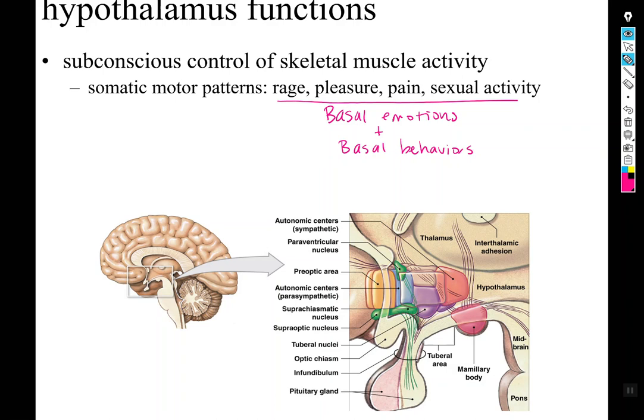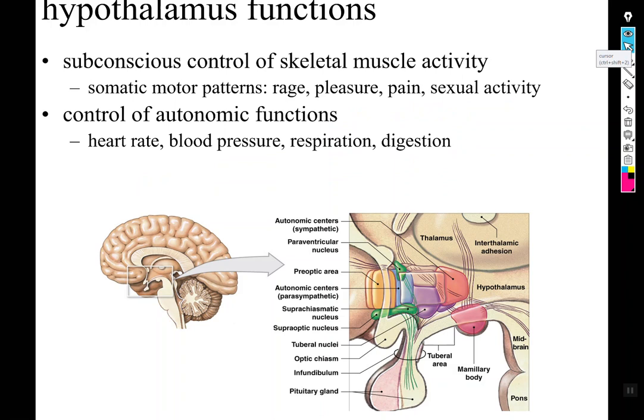So aggression and sexual activity are observable in lots and lots of taxa in addition to humans. And they're considered basal because they are ancestral. So they're a set of behaviors and feelings that vertebrates have in common. So it's likely that they evolved very early because they were adaptive. Sexual activity is adaptive because it promotes the transmission of genetic information. And aggression can be adaptive, either from a protective perspective or in competition for territory and resources. So the hypothalamic control of that is pretty old.